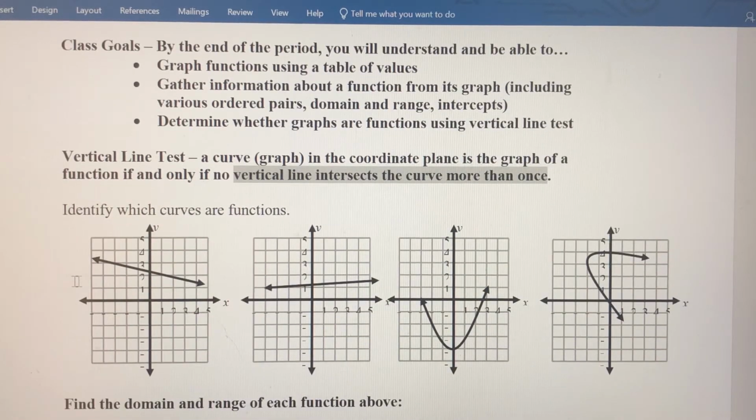Once we determine if the graph of an equation represents a function, then we're going to determine the domain and the range by looking at the graph. We can tell visually if this is a function or not, and we can tell visually what the domain and the range is. So let's move on over to the graph and we'll go over these 4 example problems.